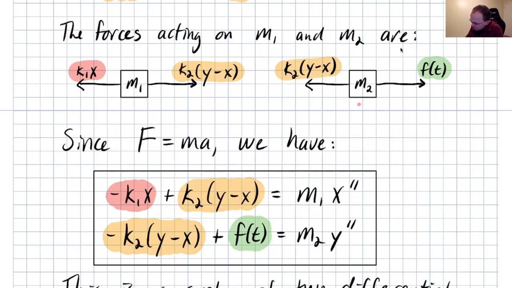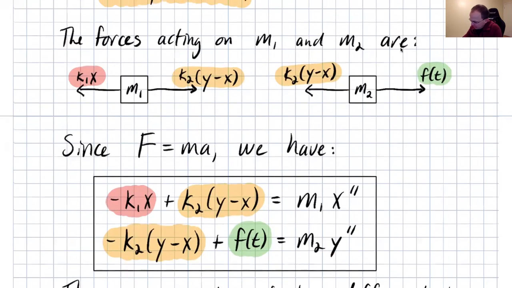And then for m2, we have this force going in this direction, so that'll be a negative K2 times (y minus x). And then we have the force here in the positive direction, so we get plus f of t. And that's equal to mass times acceleration, so we have m2 times y double prime, which is the acceleration of the second mass.